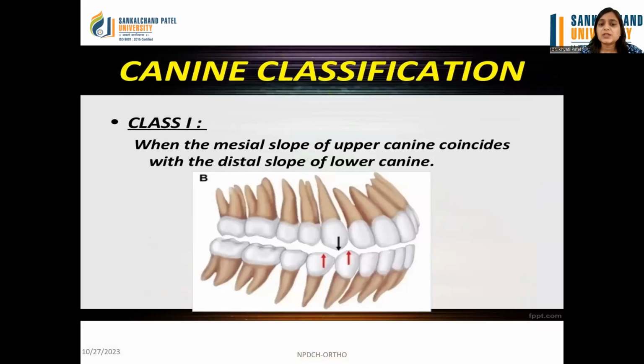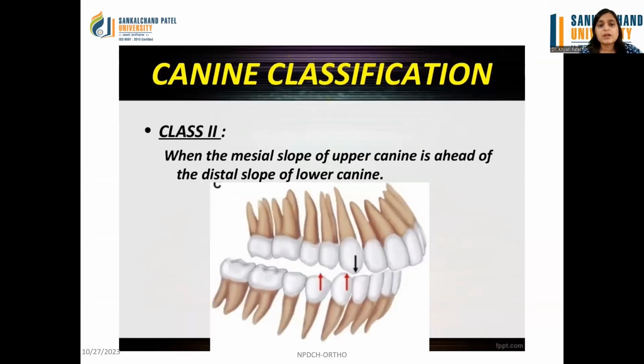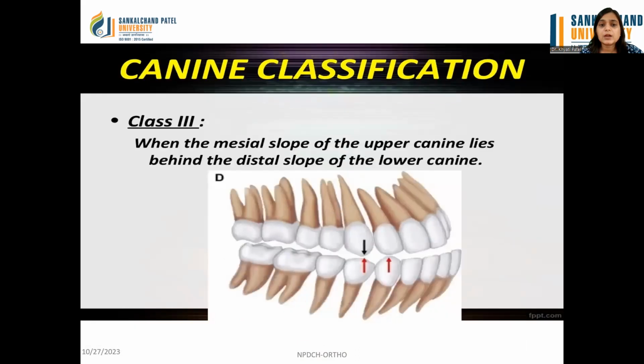In canine classification, in case of class 1, the mesial slope of the upper canine will coincide with the distal slope of the lower canine. When we talk about class 2 malocclusion, there is a distal slope of the upper canine which occludes with the mesial slope of the lower canine.